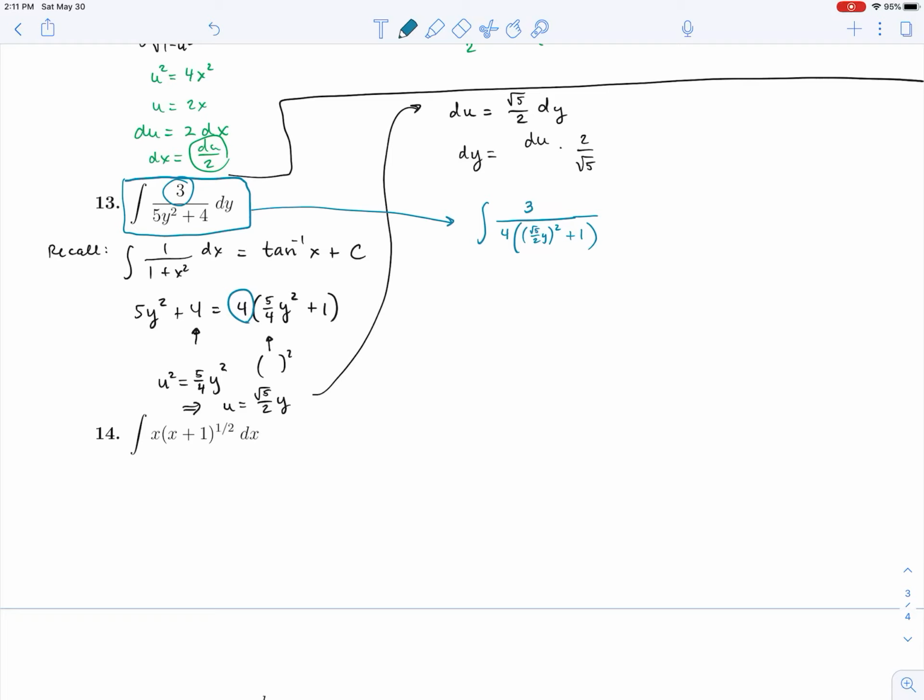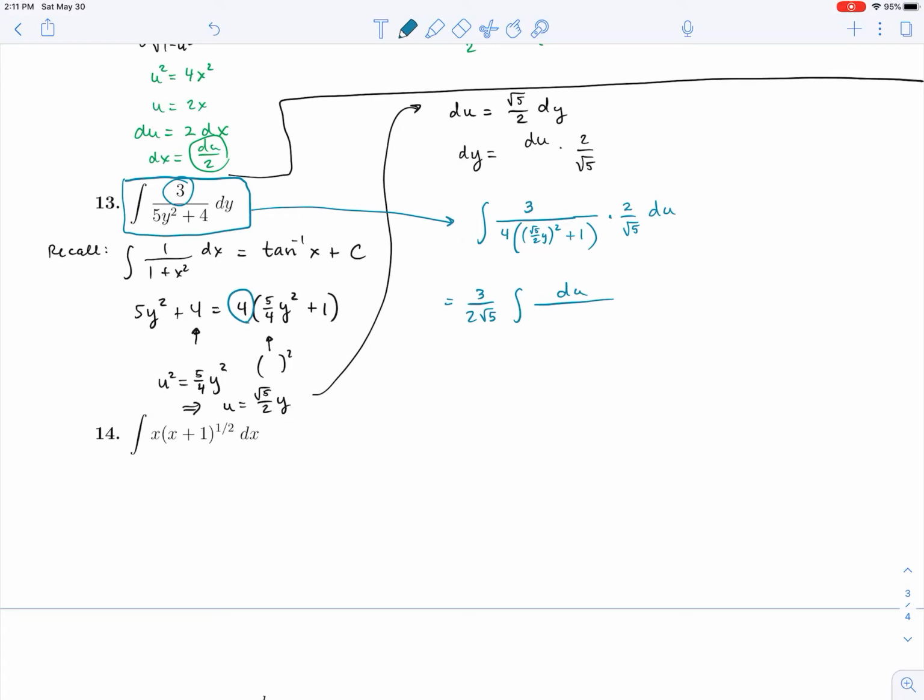Okay, so I just rewrote the denominator. And then now dy can be replaced with 2 over root 5 du. Okay. So now when we pull out all our constants, we have 3 over 2 root 5. You can rationalize that denominator if you feel inclined.